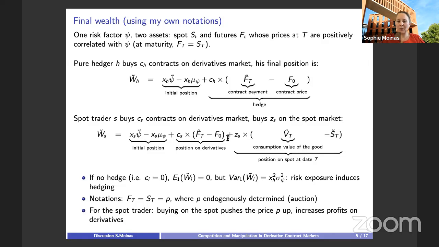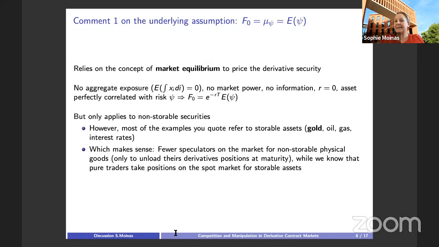With the notation of Anthony's model, you have at the maturity date, the futures price is equal to the spot price, which is equal to P, and P is going to be endogenously determined in the model in the auction, okay? So my first comment starts from the idea that in all the paper you mention that you use the concept of market equilibrium in order to price the derivative security, okay?